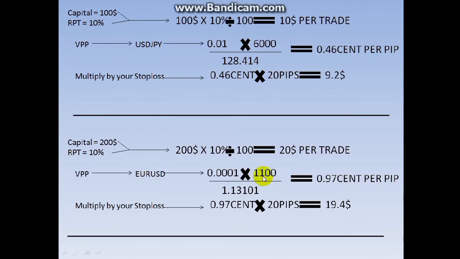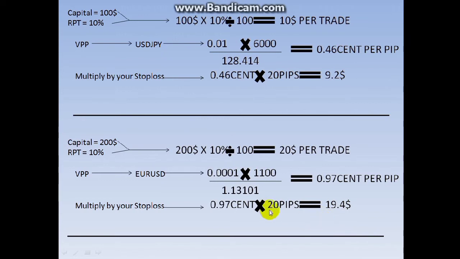Okay, this is actually supposed to be one. Okay, this is 1100. So now we are using 0.11. Multiply this by your market value, you get 0.97 cent per pip. Now we have multiplied by your pips, we have $19.4. So if we actually get taken out on this, that means we are losing this amount right here.